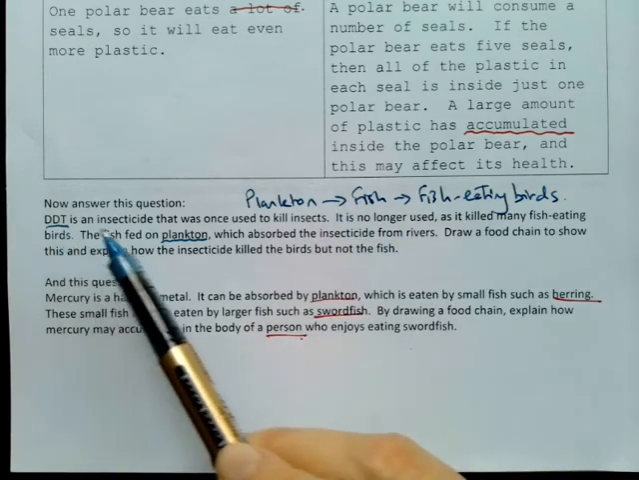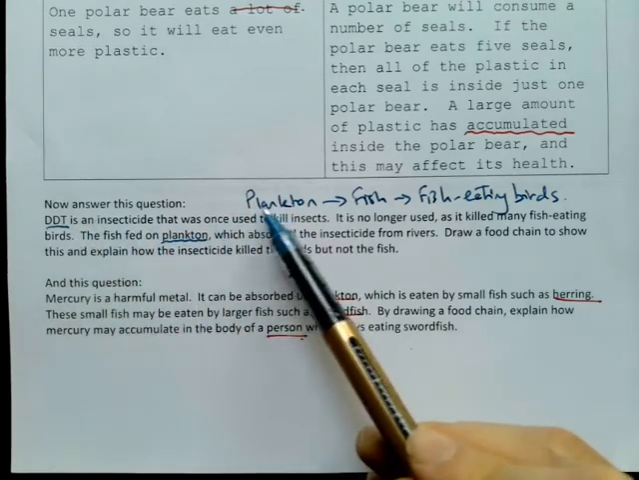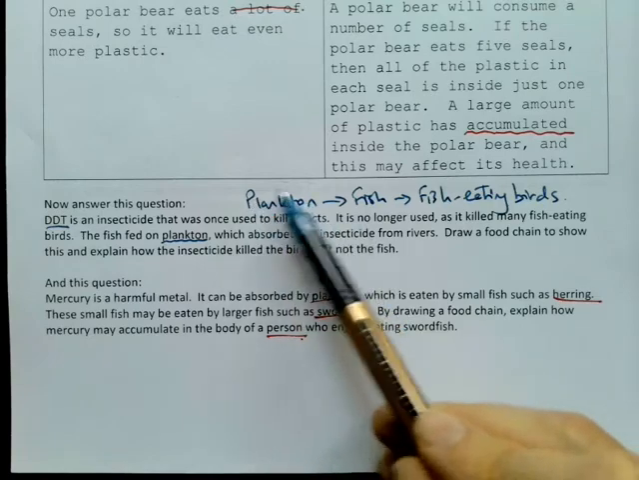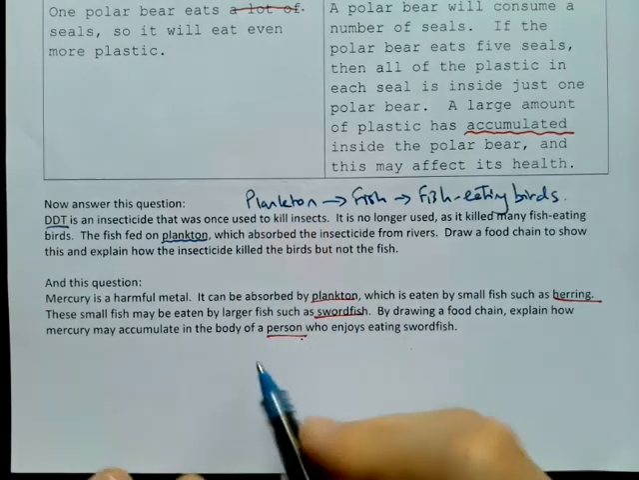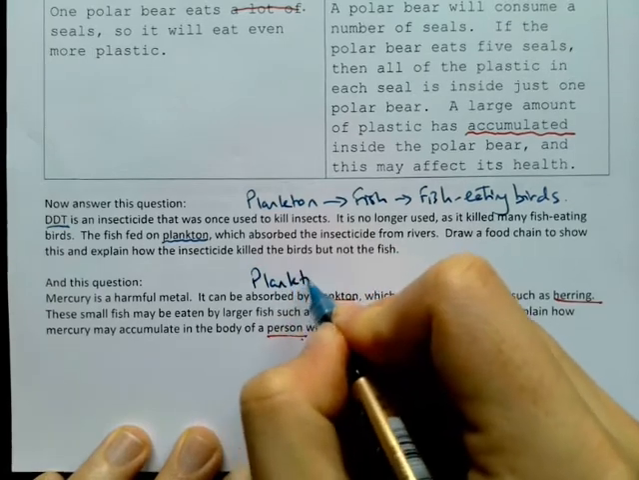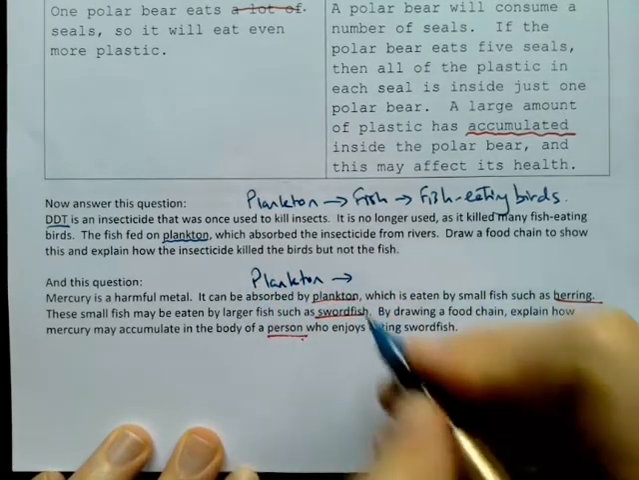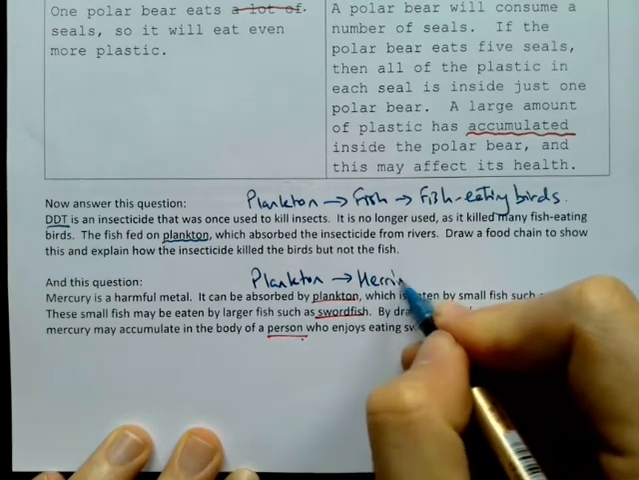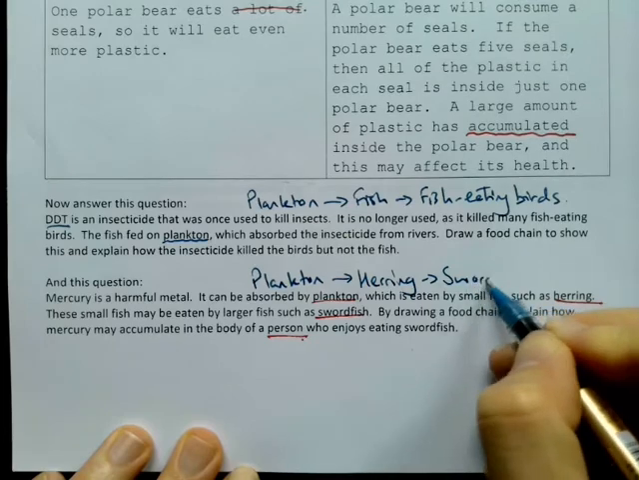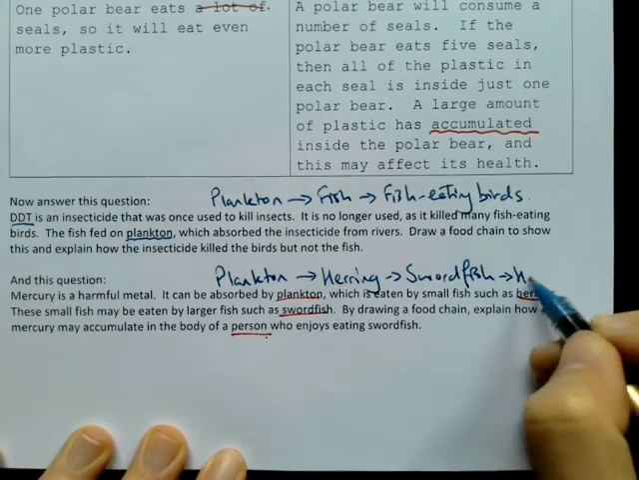DDT is a chemical that we use to kill insects. What happens is the DDT is absorbed by the plankton, and then when the fish eat the plankton, they also eat the DDT. The same goes for mercury, so there shouldn't be any mercury in your food chain. The mercury is absorbed by the plankton. The plankton is eaten by herring, a small type of fish, which can be eaten by a larger type of fish, swordfish. And swordfish can be eaten by humans.